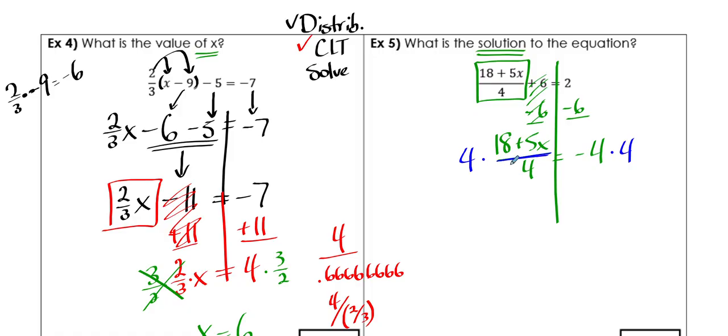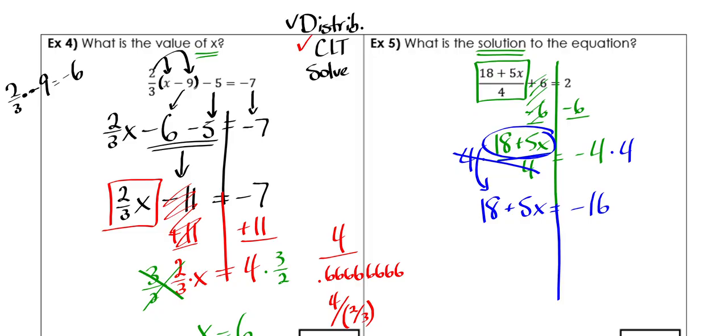I think this is just the easiest way to do this. So anytime I see a big fraction like this, I'm going to cancel out that fraction by doing the opposite of dividing by that number, which is multiplying by that number. So the big fraction goes away. It's just the stuff on top that's left over. And then we multiply by that same number on the other side.